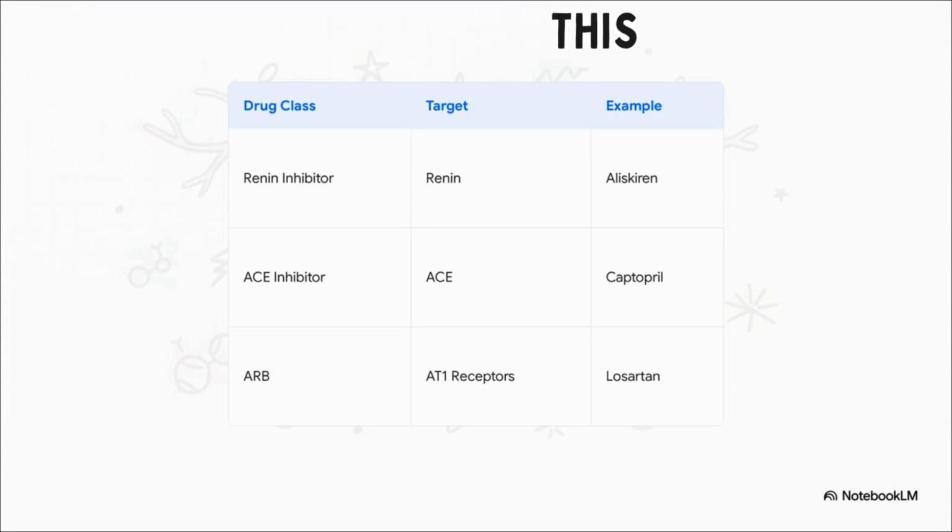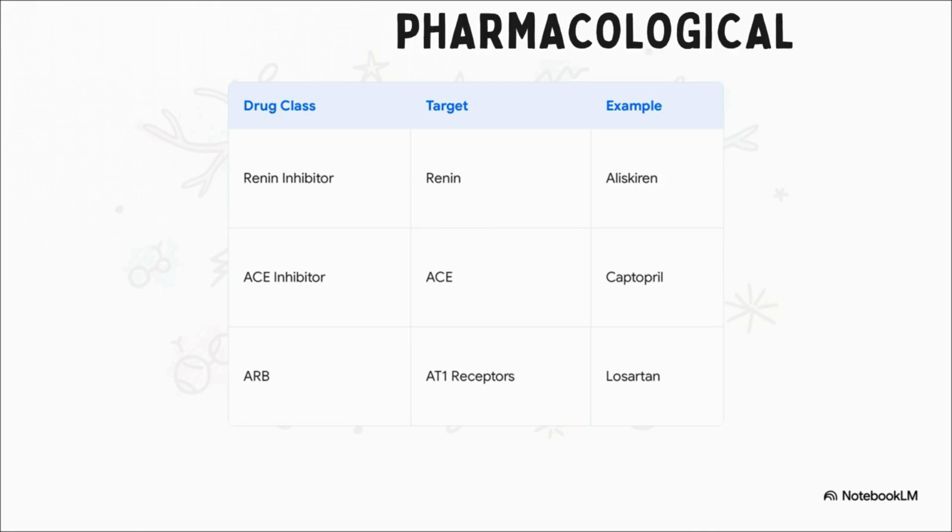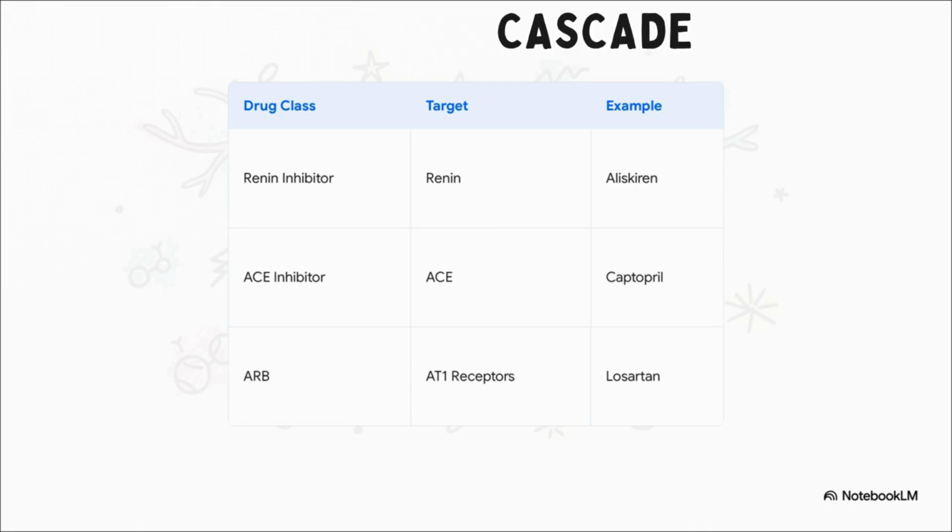But what happens when this life-saving assembly line gets a little too enthusiastic and becomes dangerously hyperactive? In conditions like chronic heart failure or severe hypertension, the body gets constantly flooded with angiotensin II. This overworks the heart and actually damages the blood vessels over time. So when the system turns against us, we have to send in the saboteurs. Scientists have invented specific classes of pharmacological drugs to block this exact cascade at very specific points. It's literally like pulling workers off the assembly line.